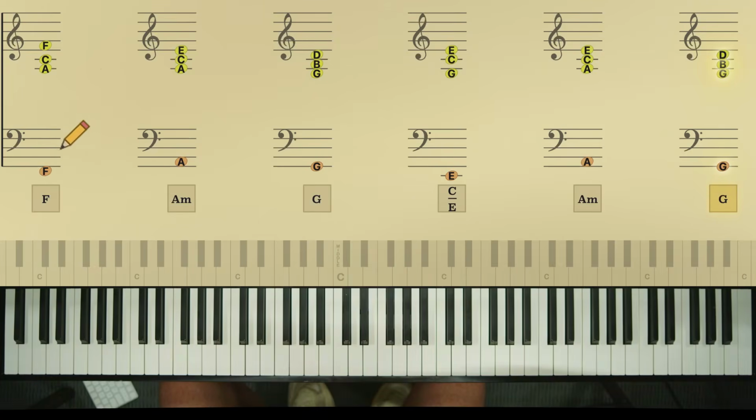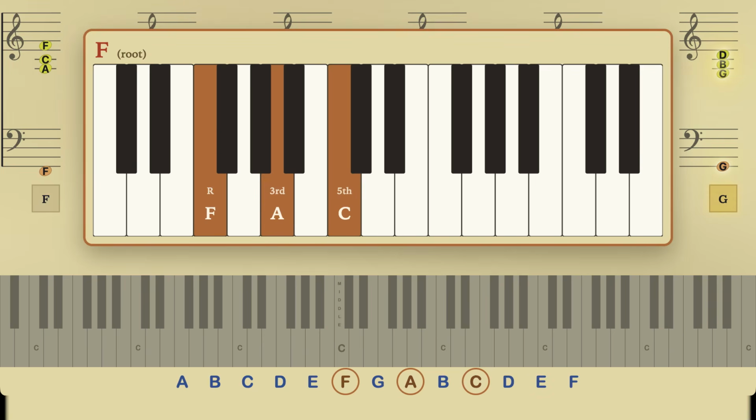And there's our F chord, but it's not FAC, it's ACF. Why? Because it's in an inversion. And I'm going to show you that here. There we go. Pull that up. So FAC, what I'm going to do is flip this F up here, and that's what we call first inversion.